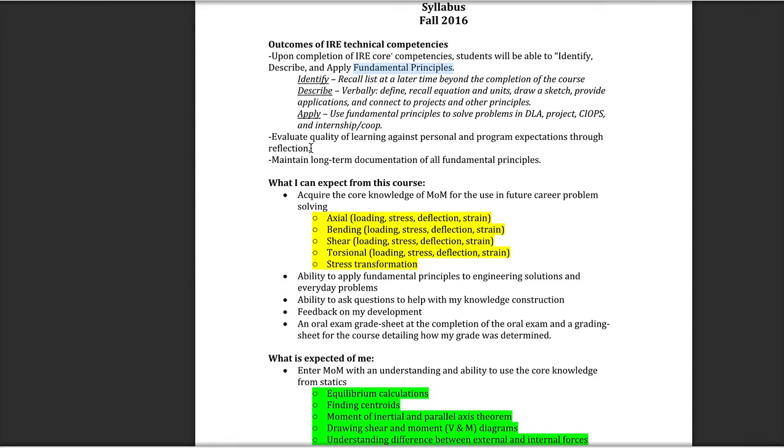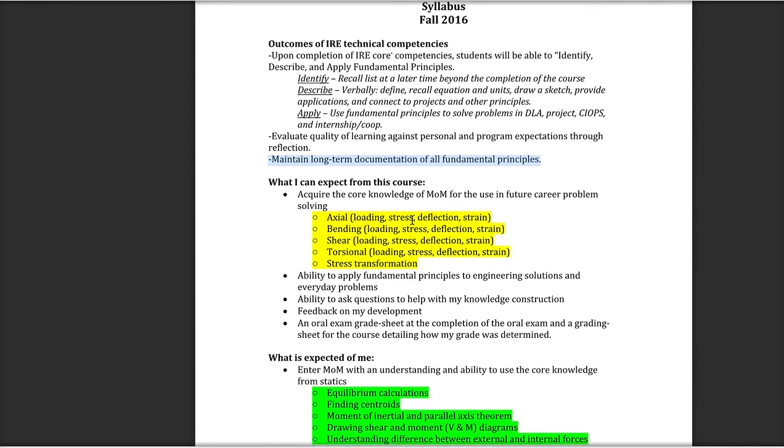In addition, we expect that you can evaluate the quality of your learning against your own expectations and against ours, and that you maintain a long-term documentation of the fundamental principles. If you've had me in a class before where we talked about something called the Black Book, this is the Black Book. It's a long-term documentation of our fundamental principles.